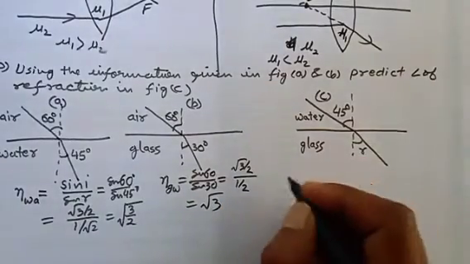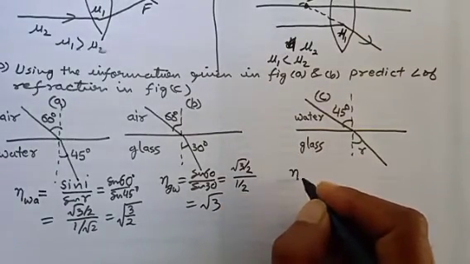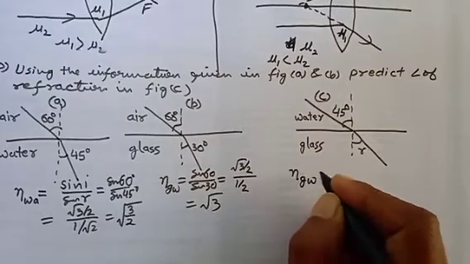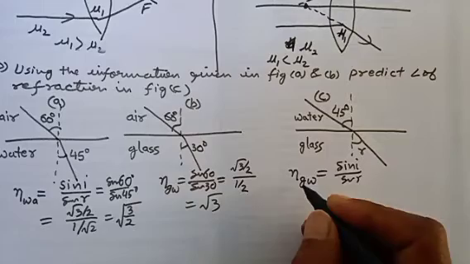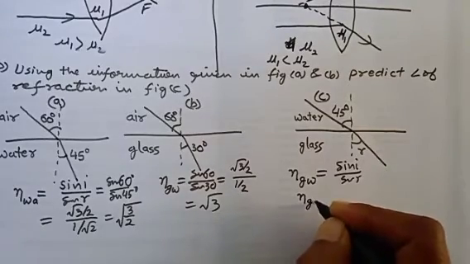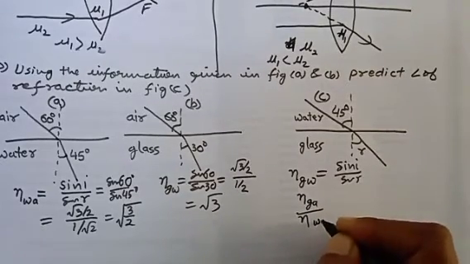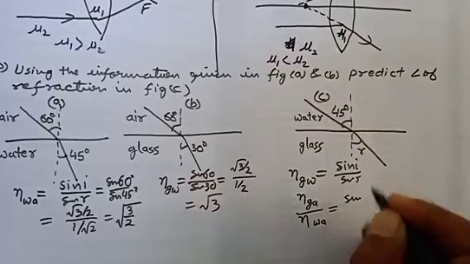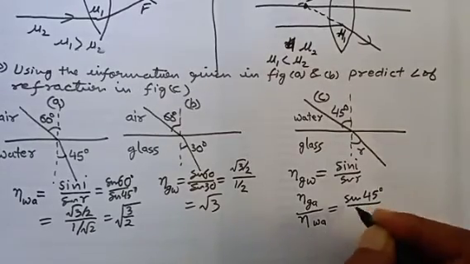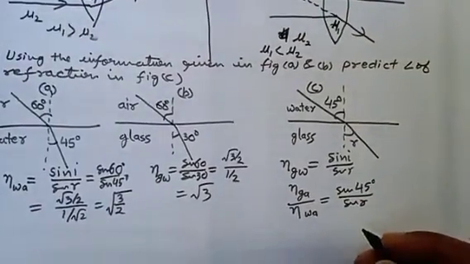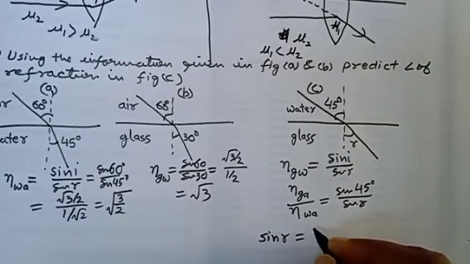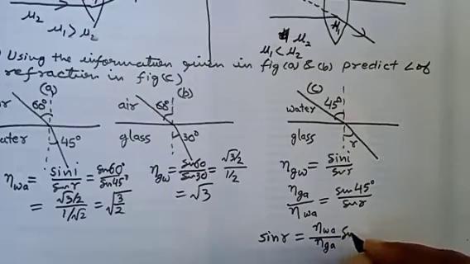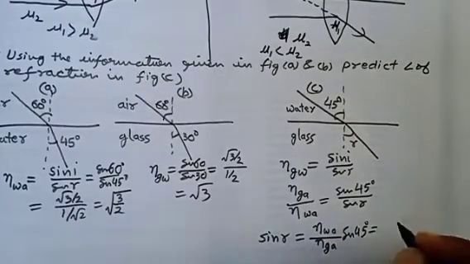Now here, the refractive index of glass with respect to air is equal to sine i by sine r. So here we have the refractive index of glass with respect to air, of course, upon the refractive index of water with respect to air, of course. And this is sine i, sine 45, upon sine r. So sine r is equal to eta WA upon eta GA times sine 45 degrees.